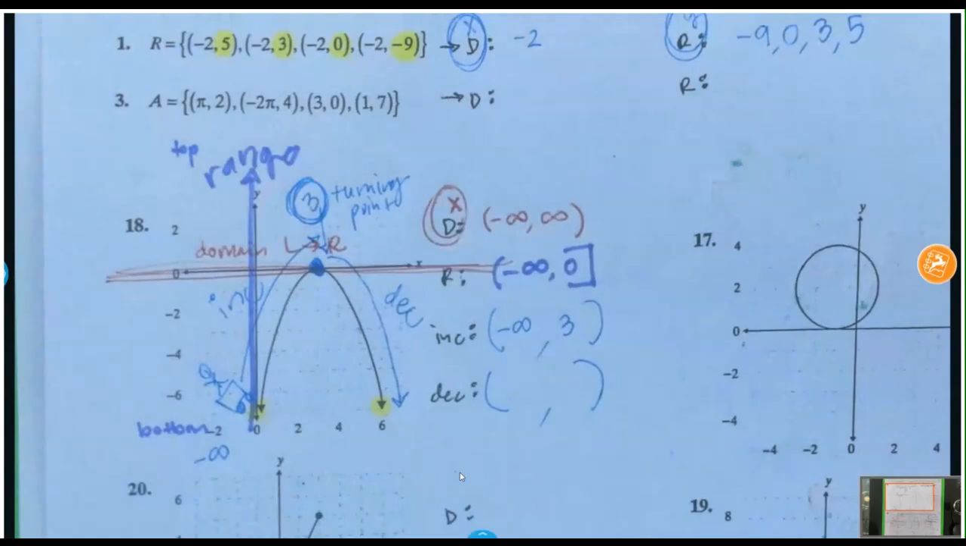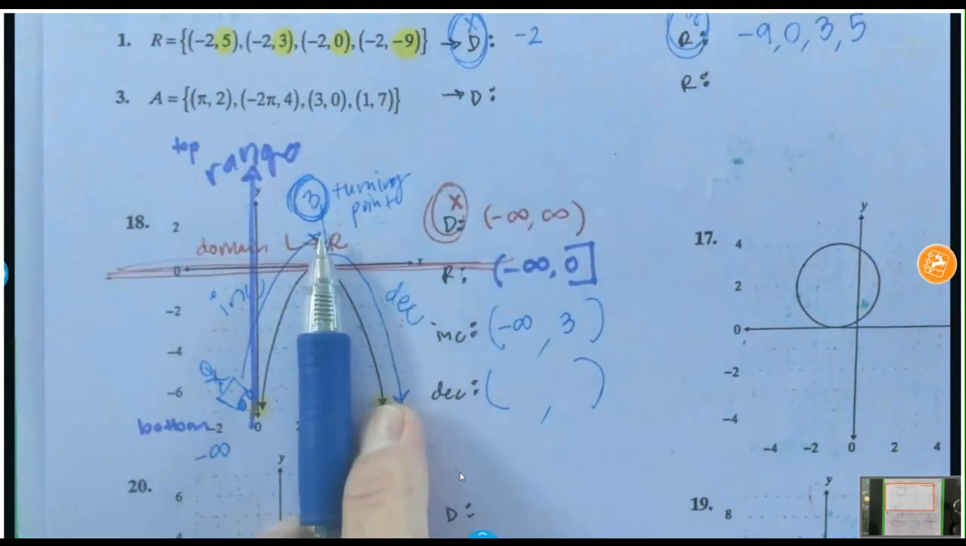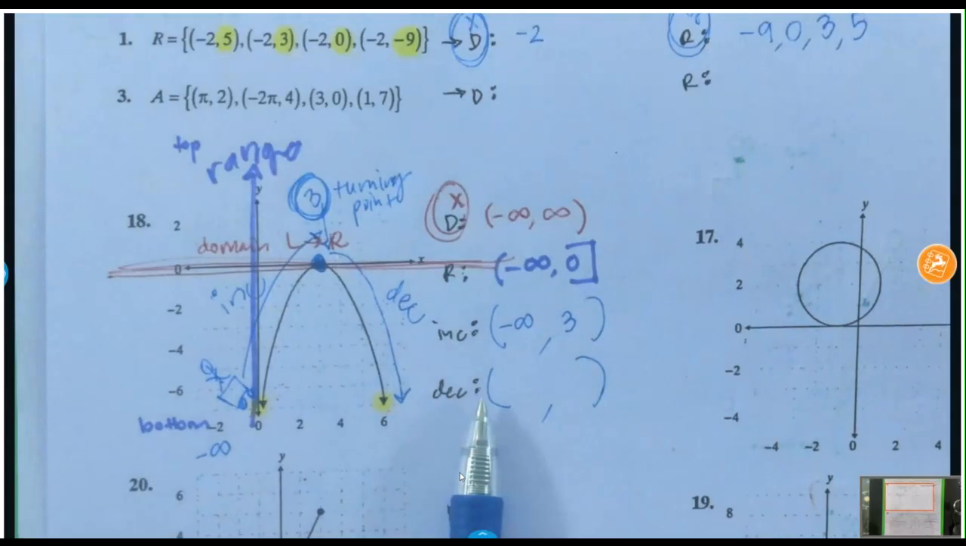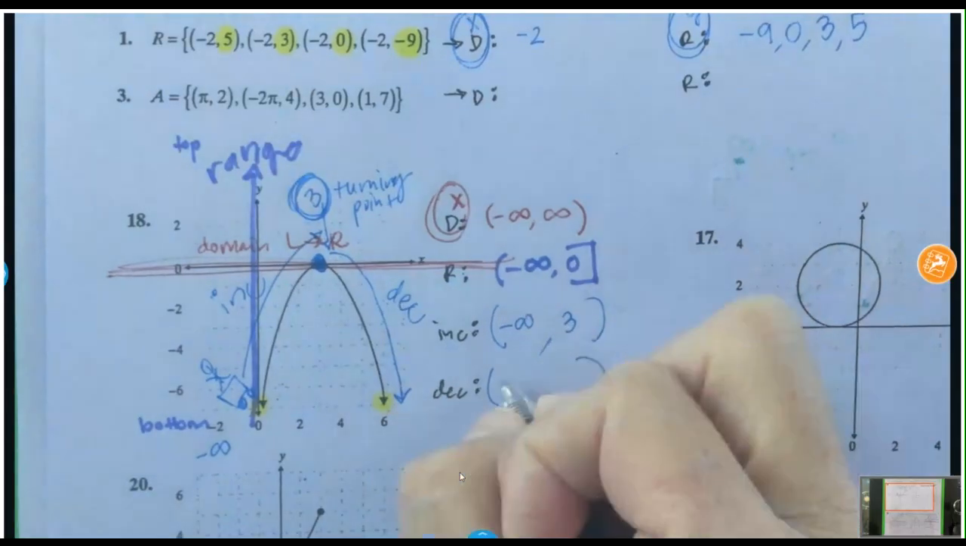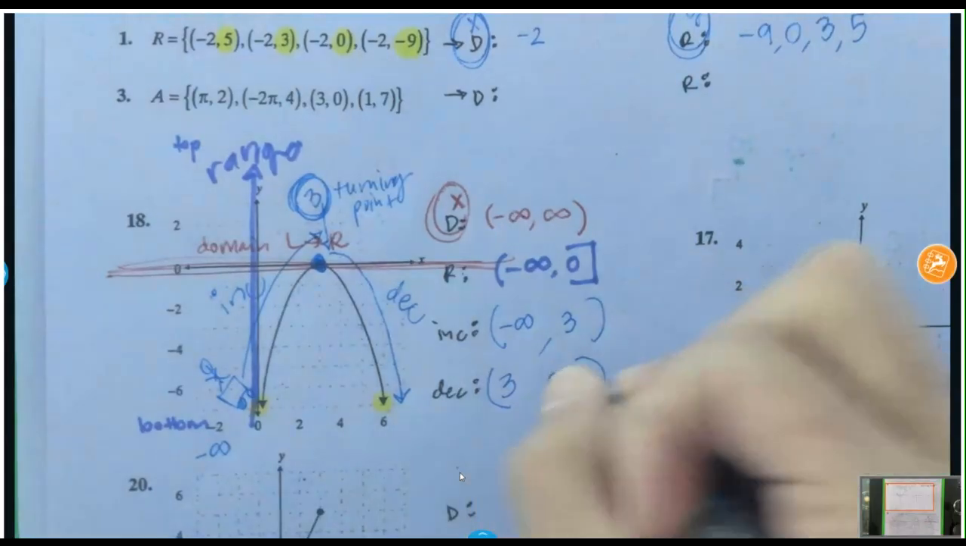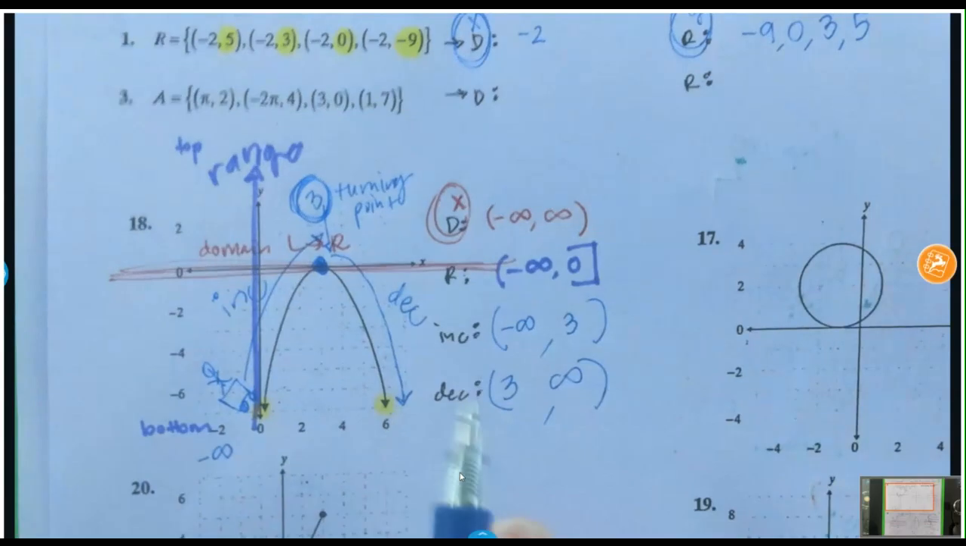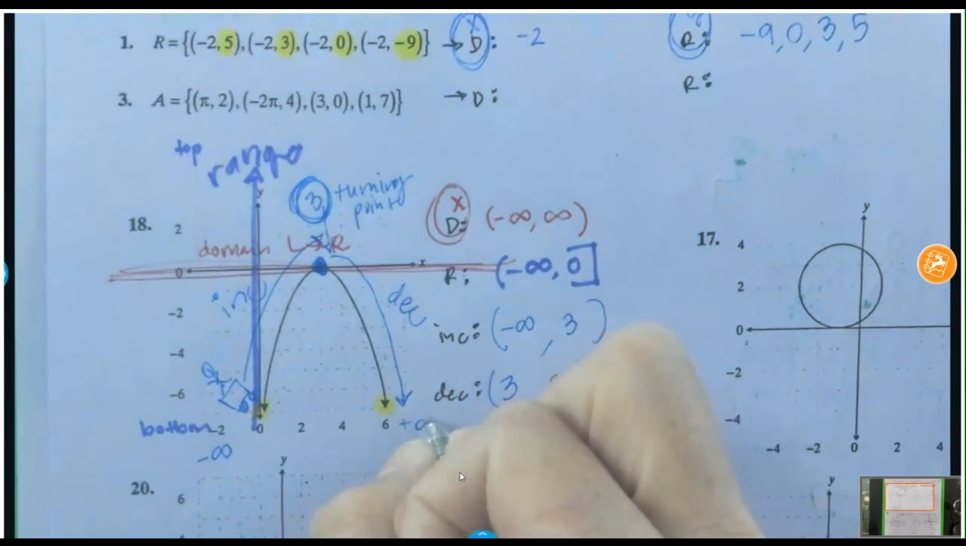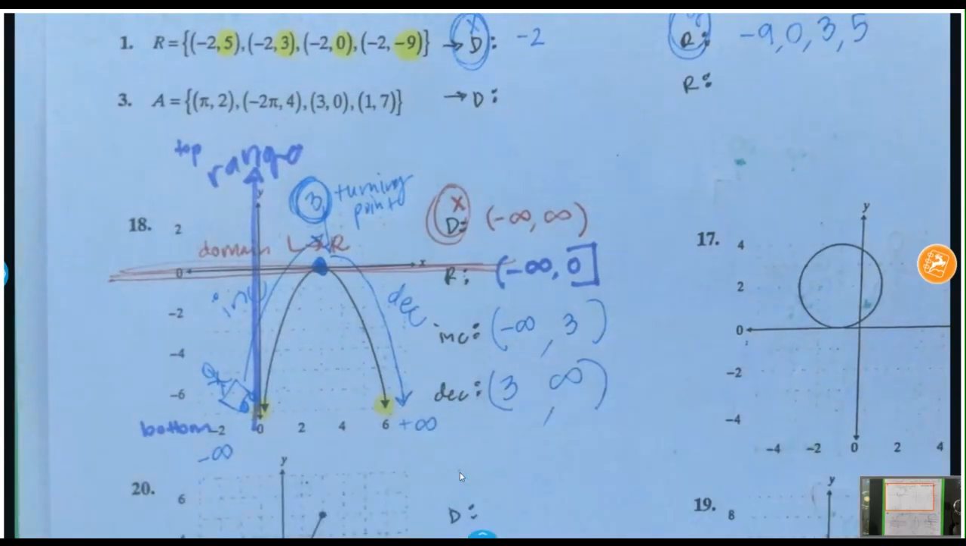That is very confusing. All right, and then at 3, it starts doing what? Decreasing. So from 3, now what number comes after 3 and means for all eternity? Infinity. It's positive infinity because even though it's going down, it's also going to the right, and the right is positive infinity. Now, we're getting ready to study quadratics today.